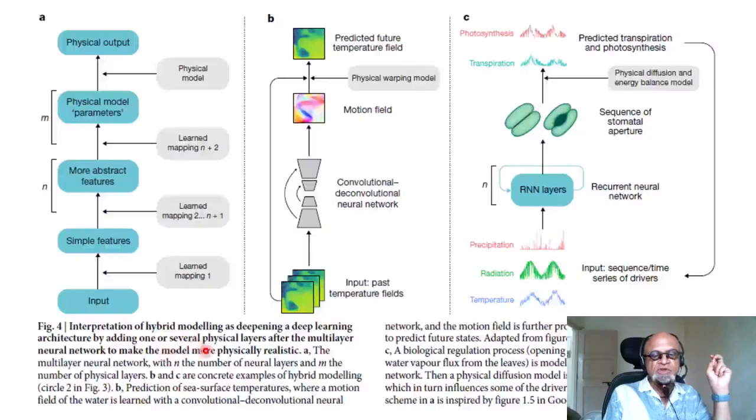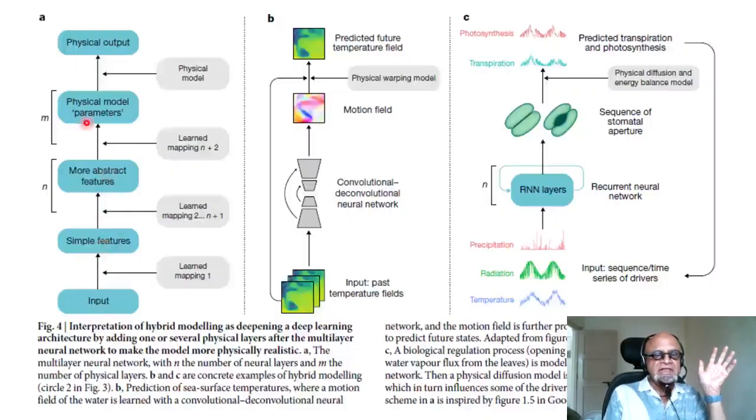Its interpretation of hybrid modeling as deepening a deep learning architecture by adding one or several physical layers after the multi-layer neural network to make the model more physically realistic. If you don't understand that, don't worry about it. Basically, we are blending physical model with deep learning to improve the model itself. Okay, it's different than optimizing just parameters or replacing a submodel. This is like a coupling between the two.